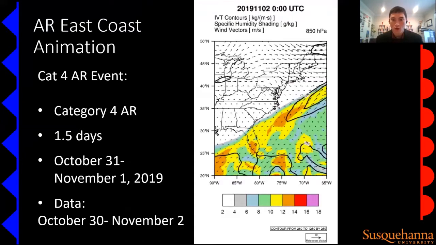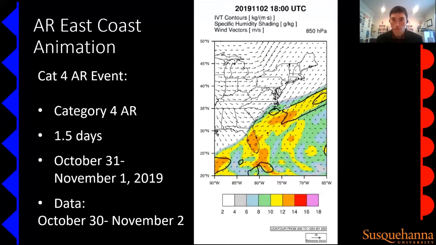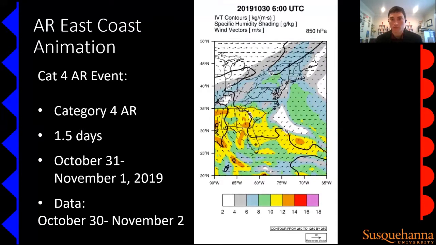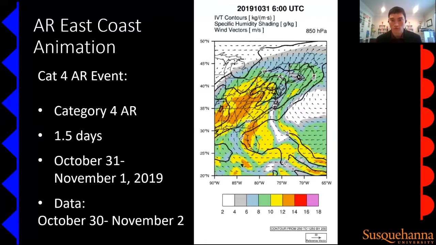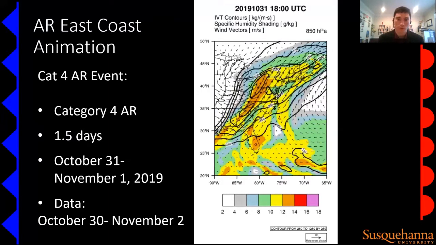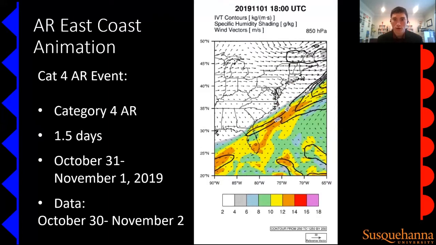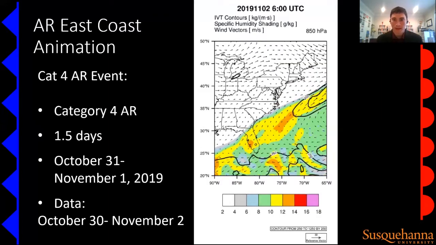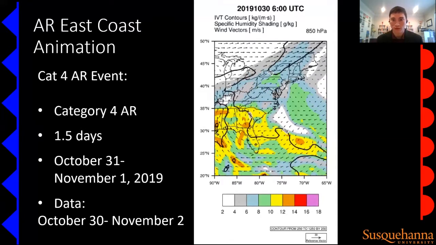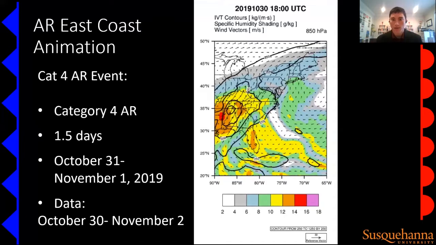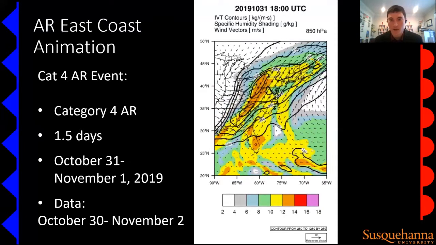And so unlike the previous one, where the AR draws its source directly from the south relative to the Mid-Atlantic region that I'm looking at, this one draws its source, its warm, moist air, from the southwest relative to the Mid-Atlantic region. And as the AR moves up the East Coast, you can see these cyclonic winds that move behind the concentrated IVT values and colors.